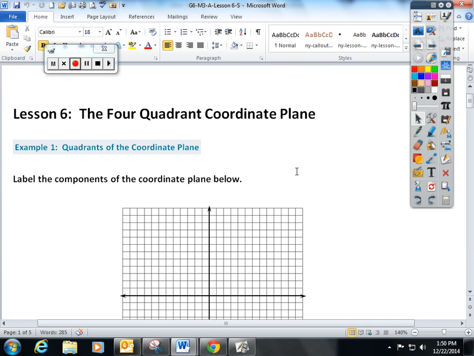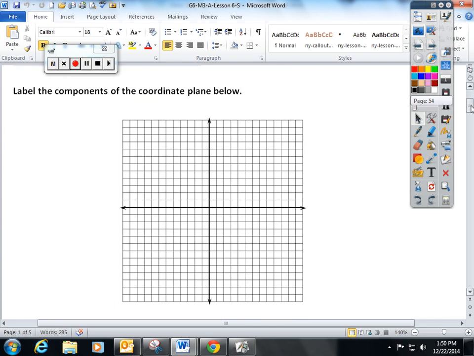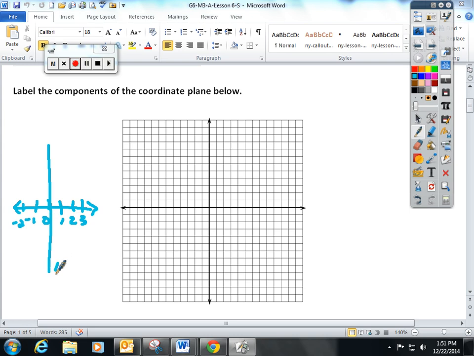Lesson 6 is the 4-quadrant coordinate plane, and we're going to be learning a couple of things about the quadrant plane today. The first thing it says to do is label the components of the coordinate plane. The coordinate plane is actually taking a horizontal number line, 0, 1, 2, 3, -1, -2, -3, and a vertical number line, +1, +2, -1, -2, and joining them together. And then you are going to get the 4-quadrant plane.